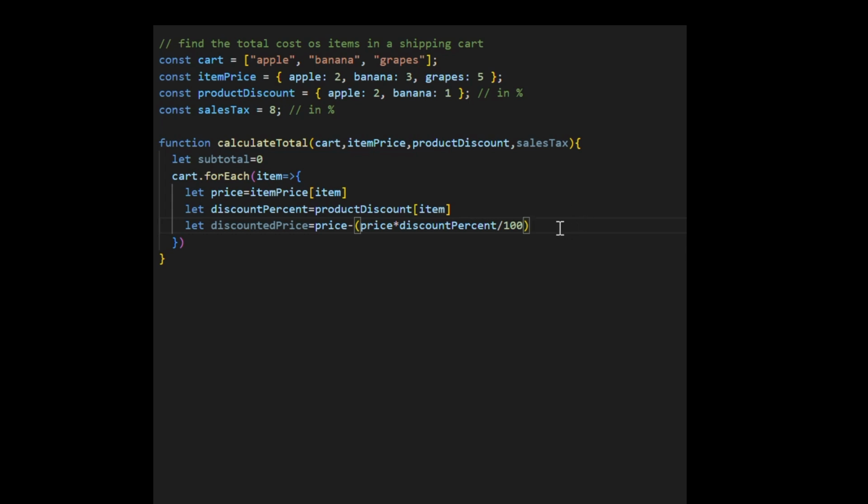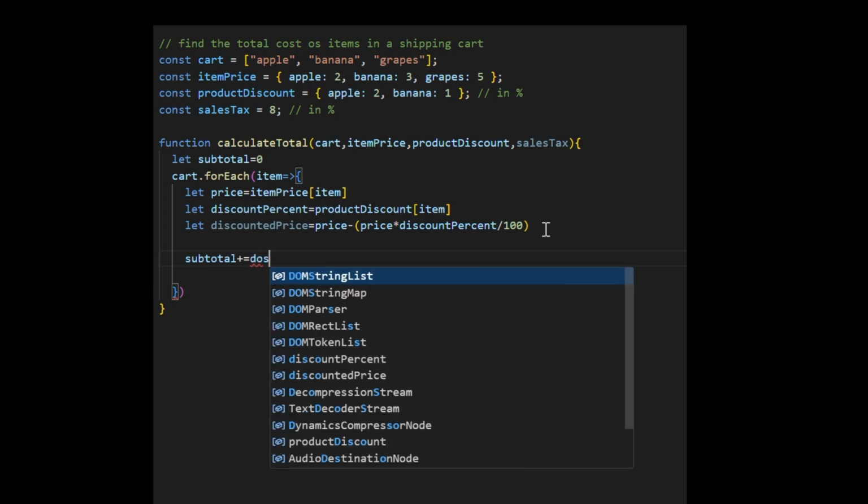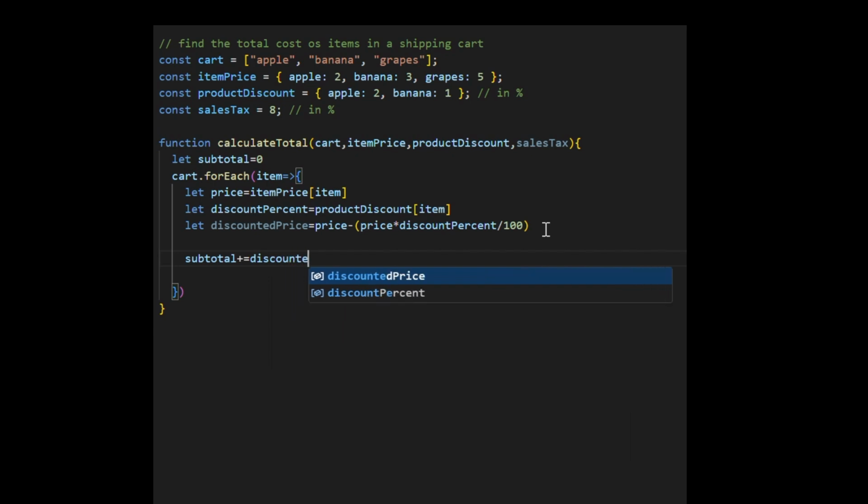So for example, if we take Apple, what's the percent of Apple discount? 2%. And after the 2% discount, what's the Apple cost? So we get the Apple cost, right? So we are adding it to subtotal. Subtotal equals subtotal plus discounted price. You already know, I think, about the shortcut operators which I used. And again it loops, and again takes the banana.